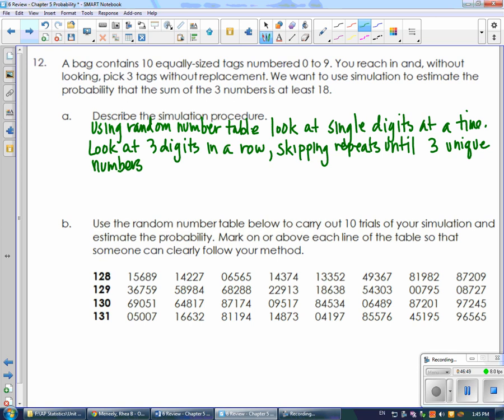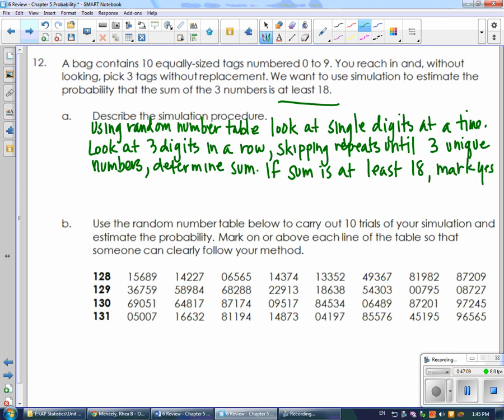And then we want to determine the sum. It says at least 18. So if the sum is at least 18, I'm going to mark a yes. Okay, you could also just write down the sum and then count the number that are over 18, or at least 18 if you want. So that would be how we would do the simulation.